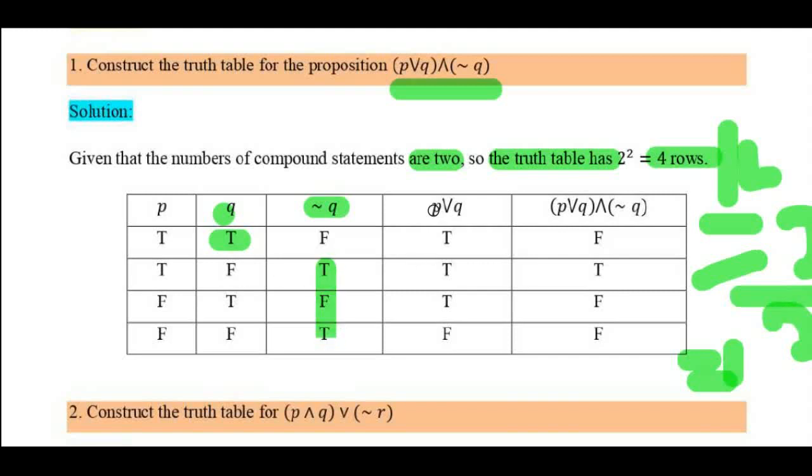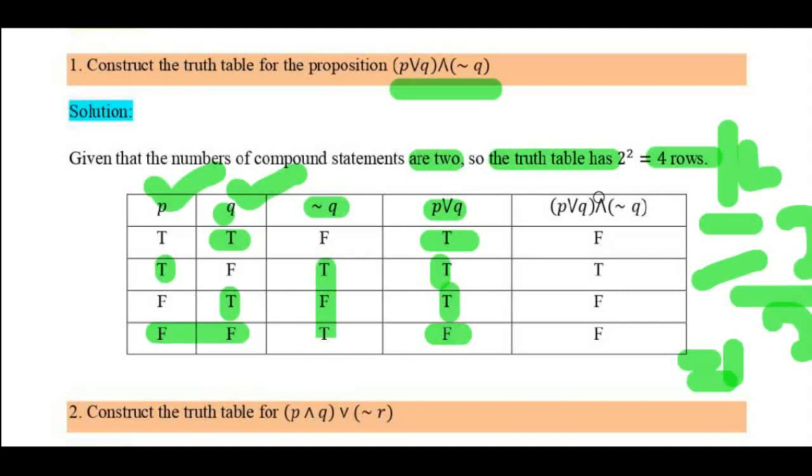Now I am going to find P ∨ Q. P ∨ Q is the disjunction connective. What is the disjunction connective? If at least one statement is true, then P ∨ Q is true. Otherwise it is false. The first statement is P and the second statement is Q. Here both statements are true, so you get true. One statement false and one statement true, so you get true. Here one statement is true, so you write true. Here both statements are false, so you write false.